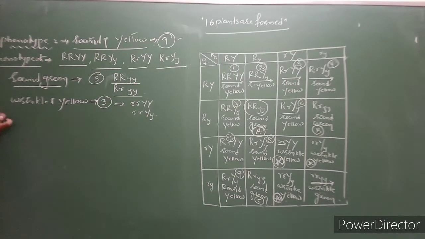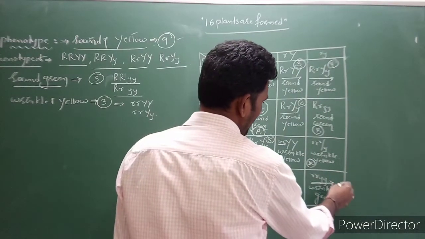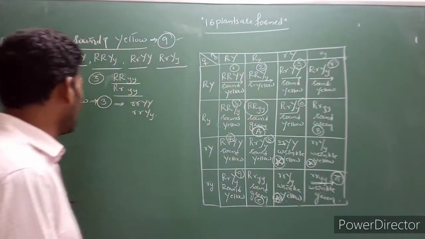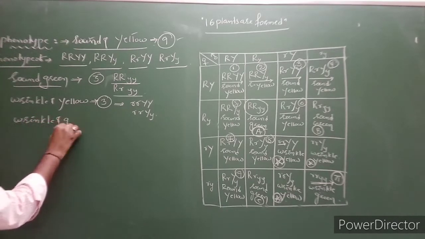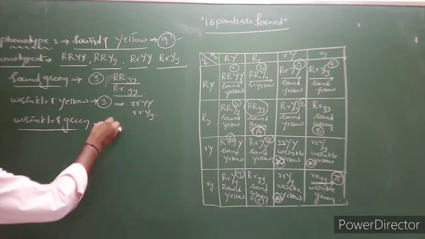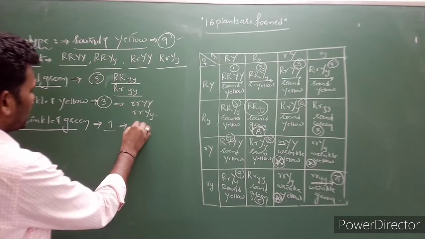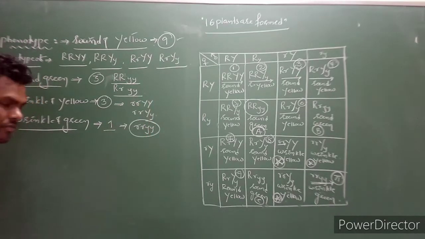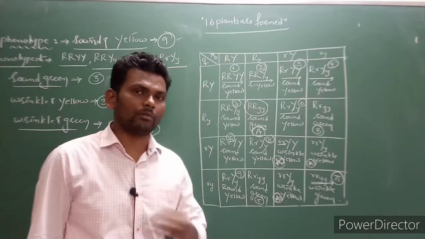Next, last character. Last one is what? Only one plant is remaining. That one is like this, indicate, fine. That one is what? Wrinkle and green. Wrinkle and green. How many plants are found? Only one plant. That is, what is the genotype? Wrinkle should be small r, small r. Green, small y, small y. There is no alternate. Okay. Now we already observed 16 plant phenotypes.